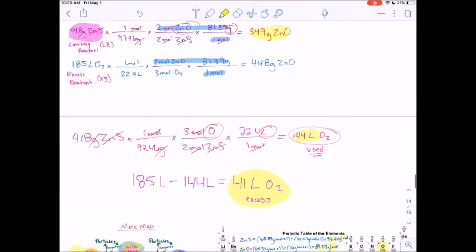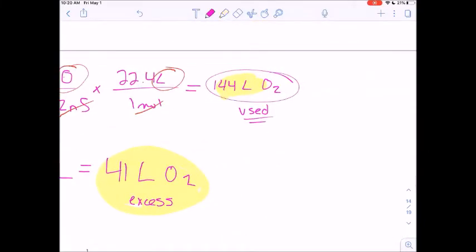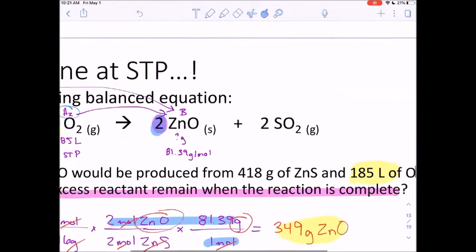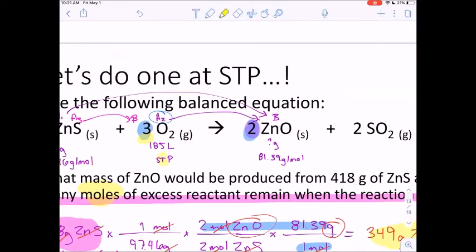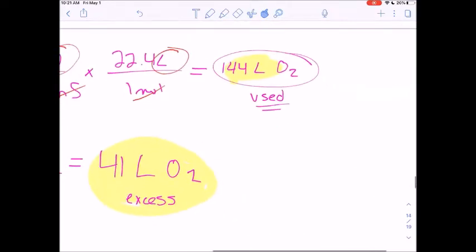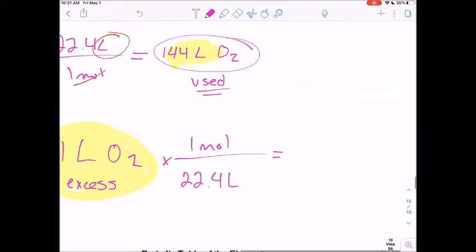So we need to do one more step, and I need to go from liters to moles. This is a gas at STP. Remember, our oxygen, it tells us way up here, is at STP, which means I can use that conversion factor, 22.4 liters per mole. So liters is on top here. Liters needs to be on the bottom of the next step: 22.4 liters, 1 mole. When I plug that into my calculator, it tells me that I have 1.8 moles of O2 in excess. This is my final answer.